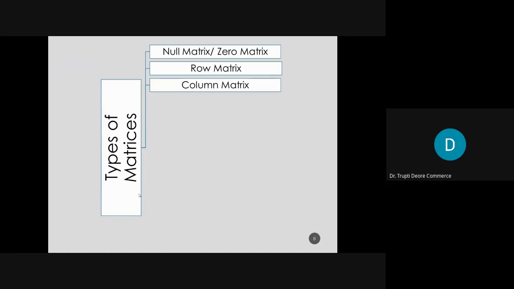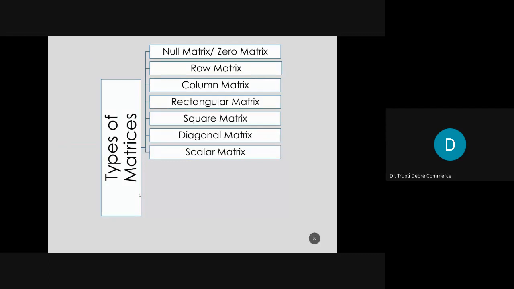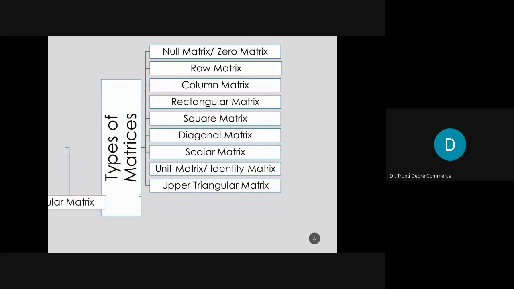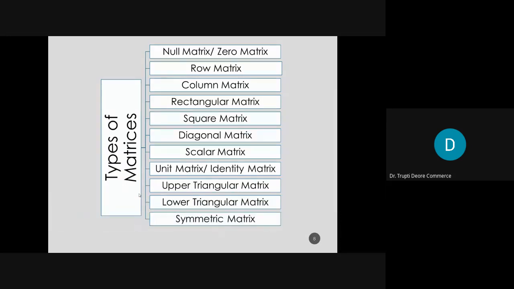Now, what are the types of matrices? Because this is asked in the MCQ also. They may give you one example of a matrix in your question, and they will ask which type of matrix it is. The types of matrices are null matrix or zero matrix, then row matrix, column matrix, rectangular matrix, square matrix, diagonal matrix, scalar matrix, then unit matrix or identity matrix, then upper triangular matrix, lower triangular matrix, symmetric matrix, and the last one is antisymmetric, or skew symmetric matrix. These are the types of matrices we are going to check out.